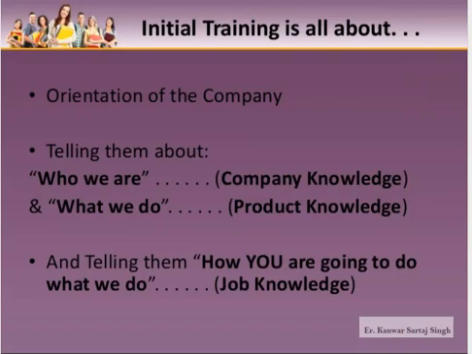Initial training is all about orientation of the company. We have to understand the various departments, various functions, various roles, each and every detail about the company. Then telling them about who we are, that is company knowledge, what we do, product knowledge, how we serve the society, what roles do we play, telling them how you are going to do, what to do, that is job knowledge. So all these things come under the orientation of the company.